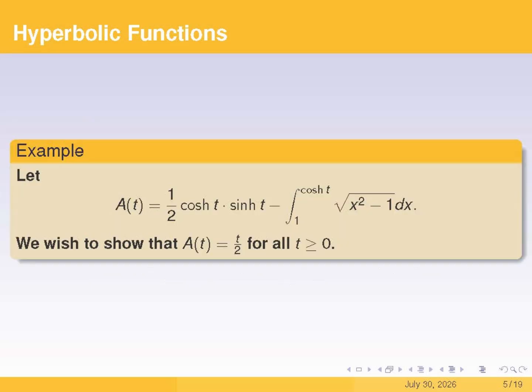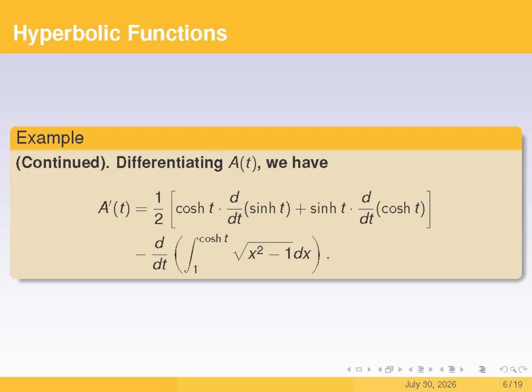This example requires simplifying the mathematical expression on the second line to t over 2 for any positive number t. First, we differentiate both sides with respect to the variable t. The first term on the right side of the equal sign applies the product rule for differentiation, while the derivative of the second term is explained as follows.